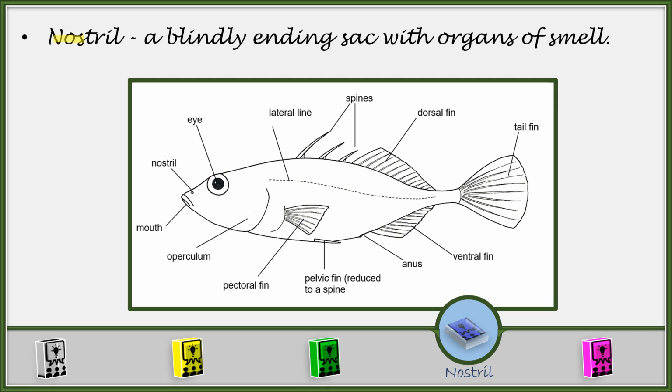We have the nostrils. The nostril is this area here with a small hole. A blindly ending sac with organs of sense. It has the organs of sense. That is the nostril.